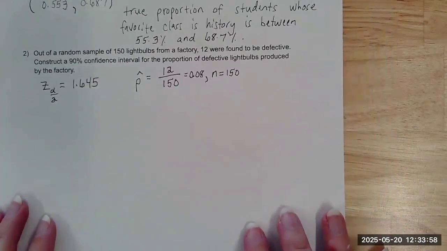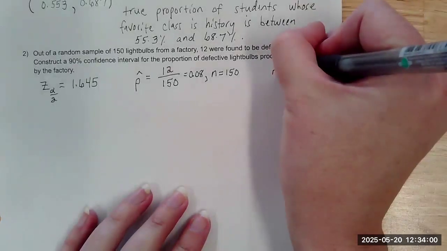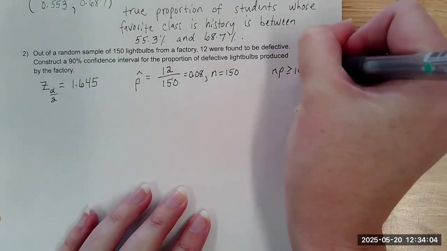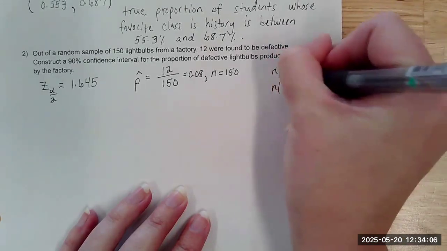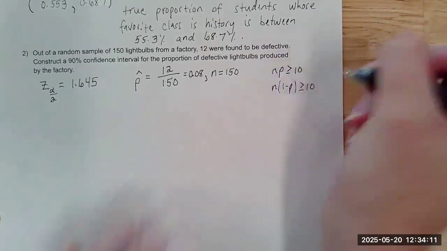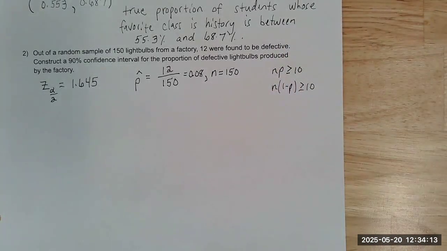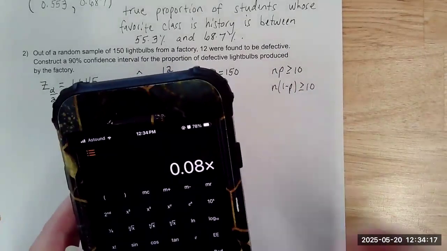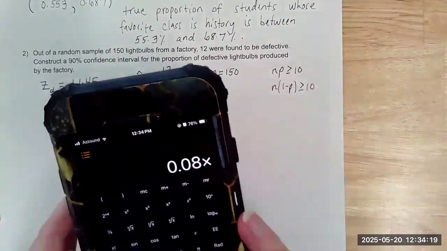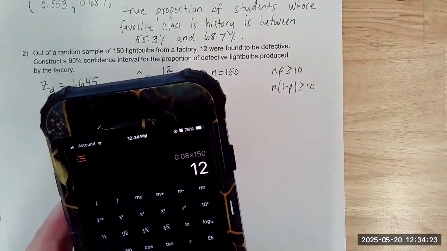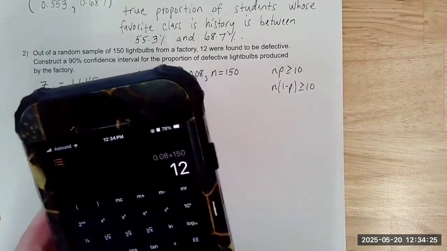Before we move on, we have to double check that n times p is greater than or equal to 10, and that n times 1 minus p is also greater than or equal to 10. My p hat is 0.08. I'm going to multiply that by our 150, and I got 12. So we barely made it. We needed to be greater than or equal to 10. It was 12, so we're good.